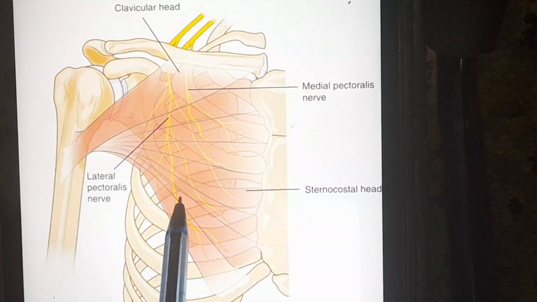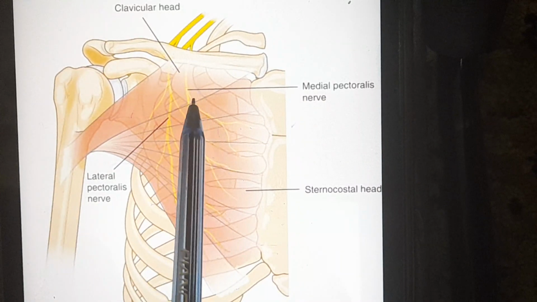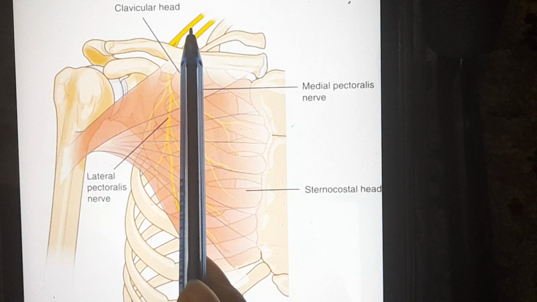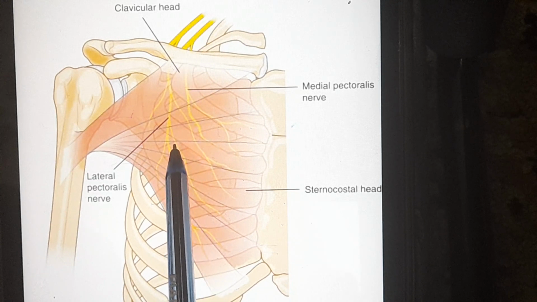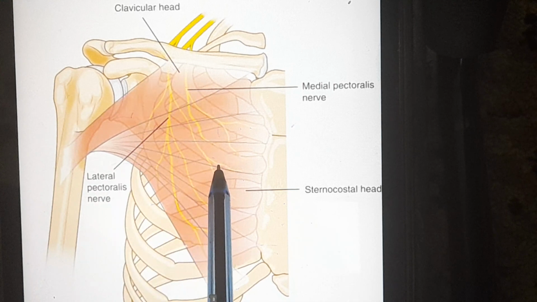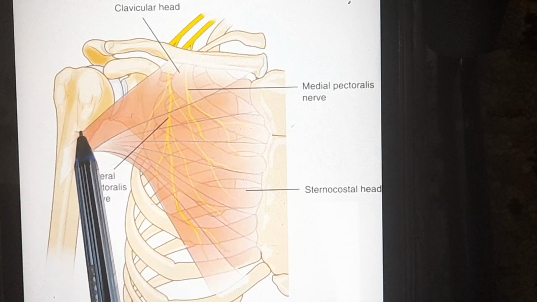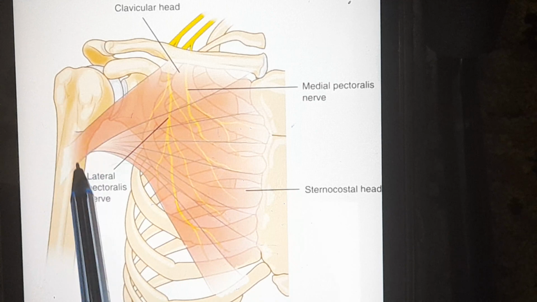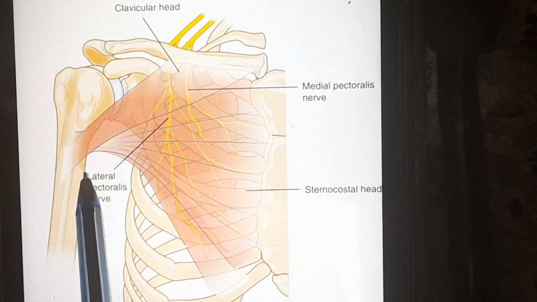So this diagram explains the nerve supply. It is mainly by the lateral cord of the brachial plexus, the lateral pectoral nerve and the medial pectoral nerve. It supplies the pectoralis major muscle, which has a movement of flexion, adduction and internal or medial rotation.